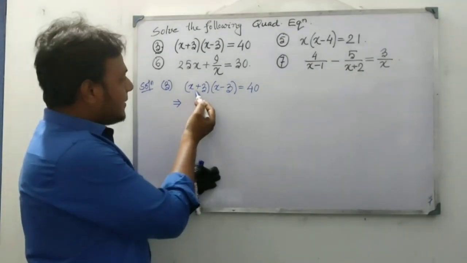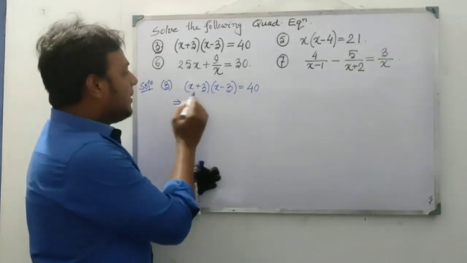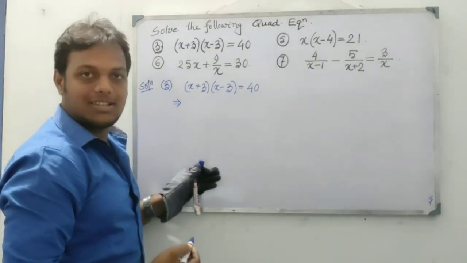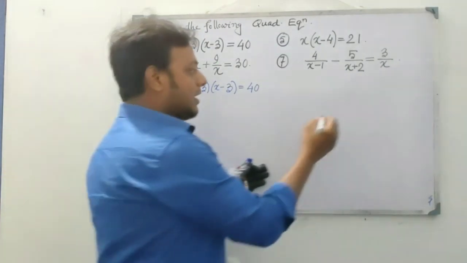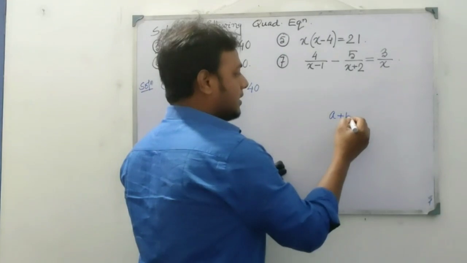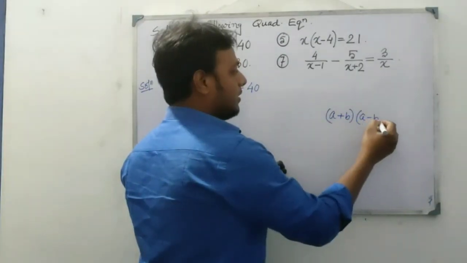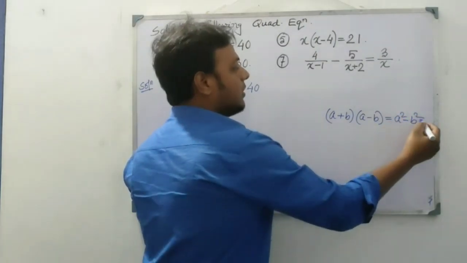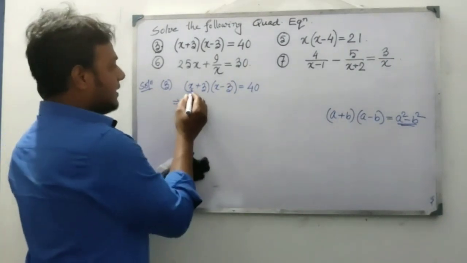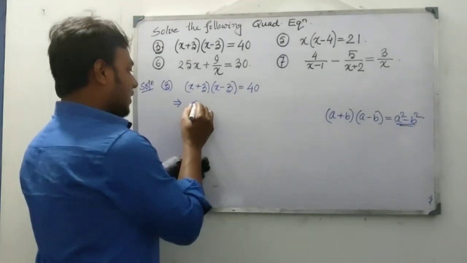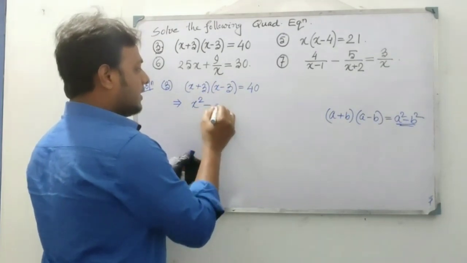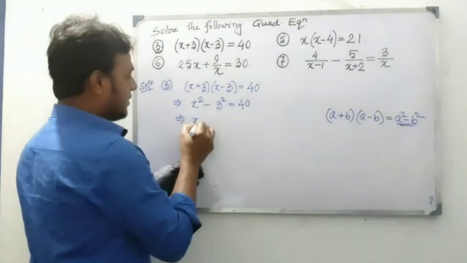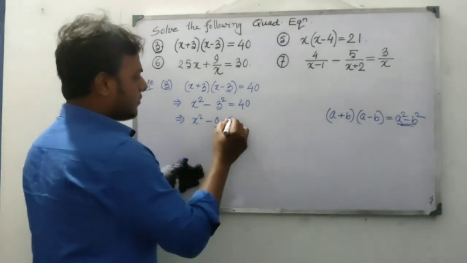Here (x + 3)(x - 3) is similar to (a + b)(a - b), and we know the expanded form of (a + b)(a - b) is a² - b². Just remember that, so you can use this directly. Here this is a and this is b, so it becomes x² - 3² = 40. That implies x² - 9 = 40.